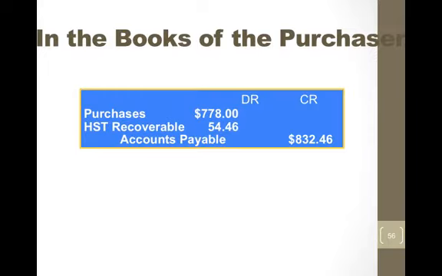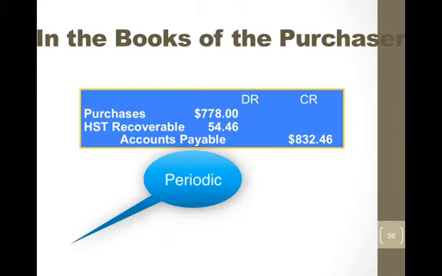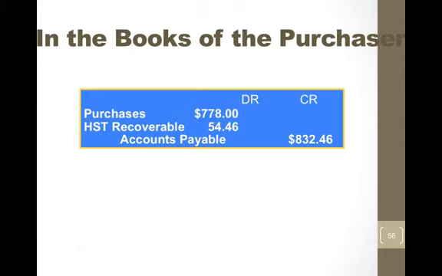In the books of the purchaser, this is what the journal entries look like. We know how to do that. When you purchase merchandise, you debit purchases in the periodic inventory system. And of course, you have to add the tax, and it's recoverable because, as you know, when you purchase something, you are able to recover the tax back from the government. And of course, you owe the money, so therefore you have an accounts payable.